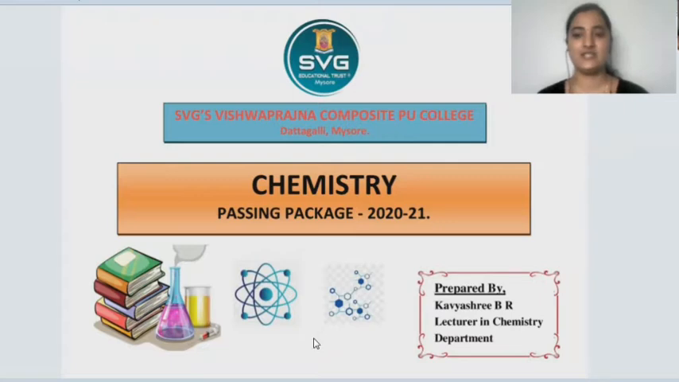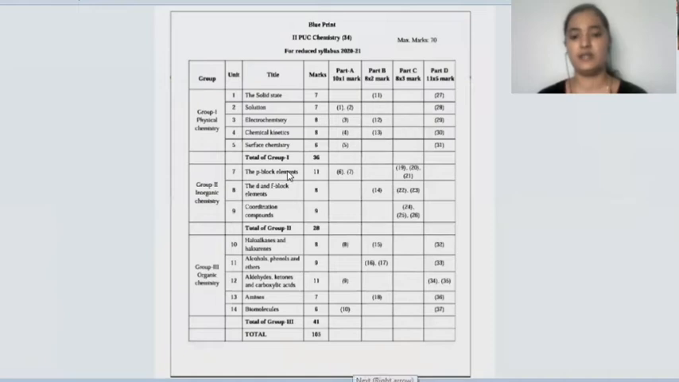Today we are going to discuss some of the important questions of the 5th chapter of your chemistry syllabus, that is surface chemistry. According to the blueprint, the surface chemistry chapter has got a weightage of 6 marks. One mark question will be appearing from part A, one 5 mark question will be appearing from part D. Totally, the surface chemistry chapter has got a weightage of 6 marks.